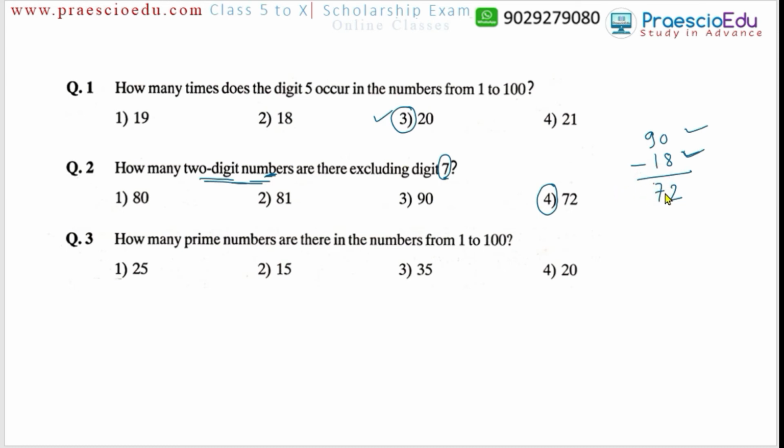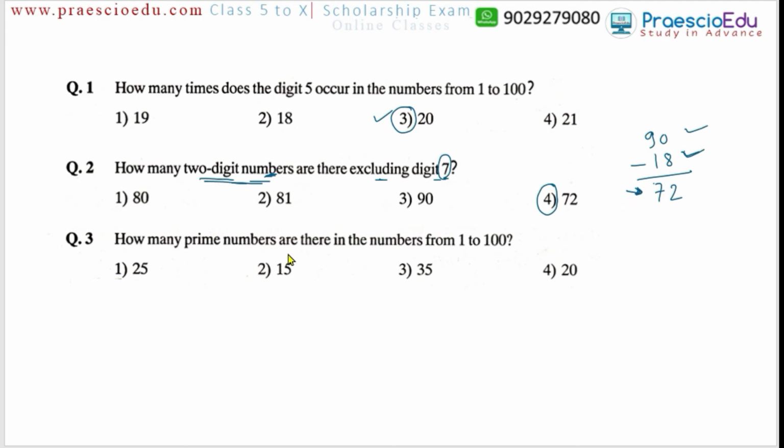So there are 72 numbers from 1 to 100 which don't have the digit 7. That is the meaning. So excluding the digit 7, there are 72 numbers.